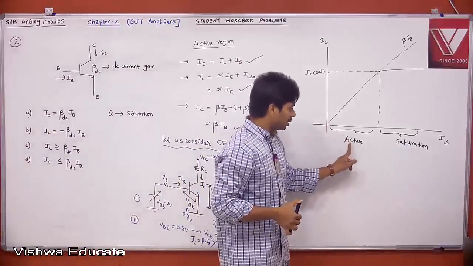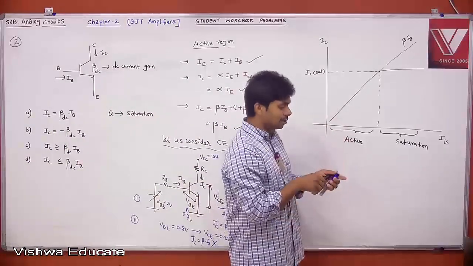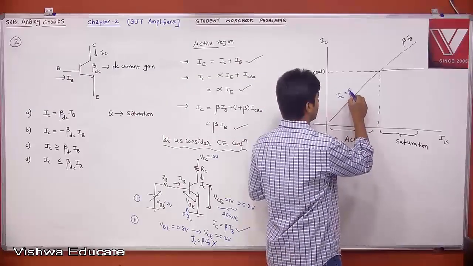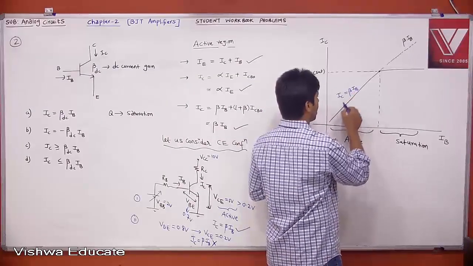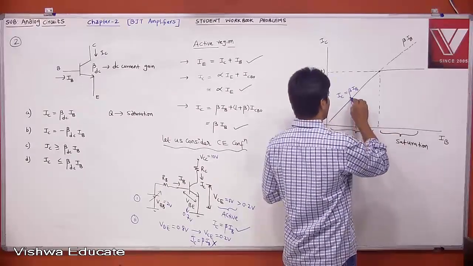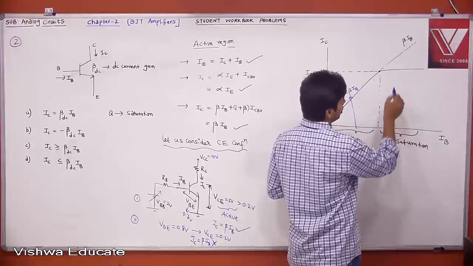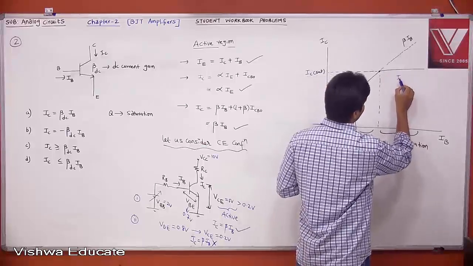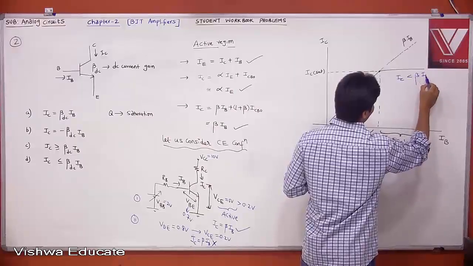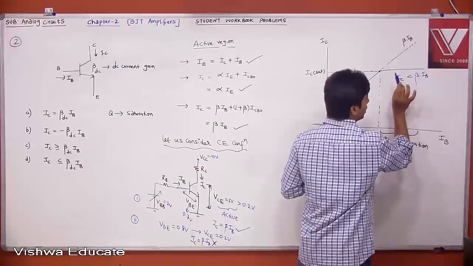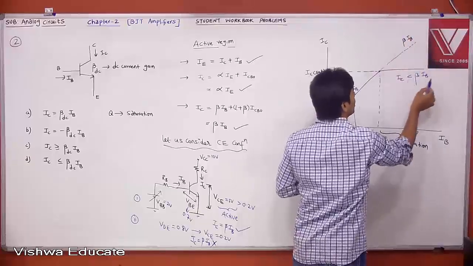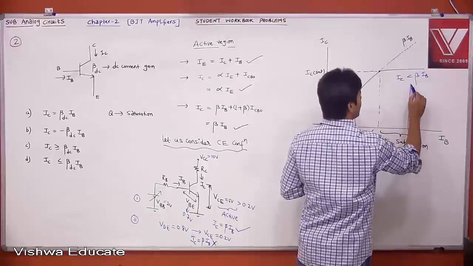If the transistor is in the active region, IC is equal to beta into IB. That is what is true. If the transistor is in the saturation region, what is your IC? Your IC is less than beta into IB. Remember, both are different. Your IB can increase, but IC will not increase, because your IC is already saturated. Therefore, IC is less than beta into IB.